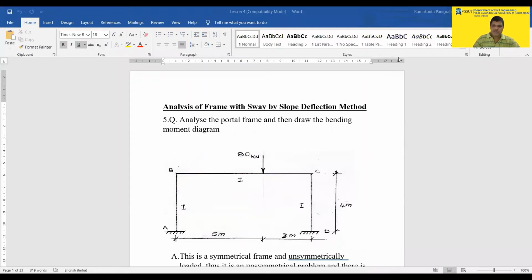Hello students, in this class we will discuss analysis of frames with sway by the slope deflection method. We have already discussed in the last class regarding frames without sway, and we have also seen how sway occurs in case of frames.